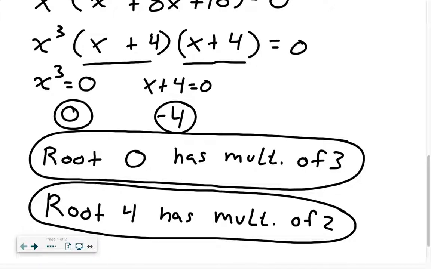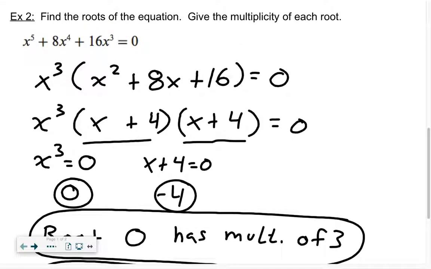And notice if we add up our multiplicities, what do they add up to? 5. 3 and 2 will add up to that degree of 5 that we began with. So there's the reasoning behind it. Even though we did not match our degree with the number of roots, the multiplicities, the number of times that they appeared, did.